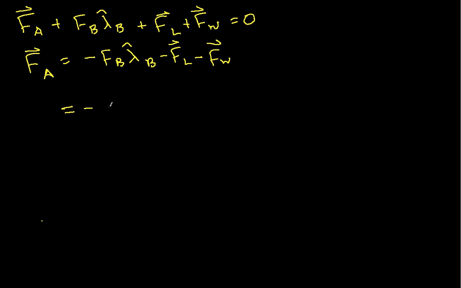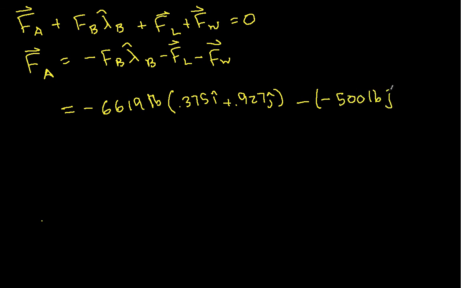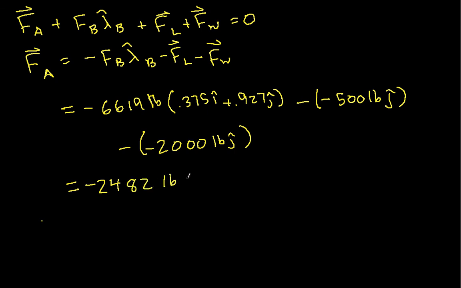We have minus 6,619 pounds times 0.375 I plus 0.927 J, minus 500 pounds J hat, minus 2,000 pounds J hat. And when we work this all out, we get then that this is minus 2,482 pounds times I hat minus 3,636 pounds J hat. Okay, so all of a sudden, magically, we're done.